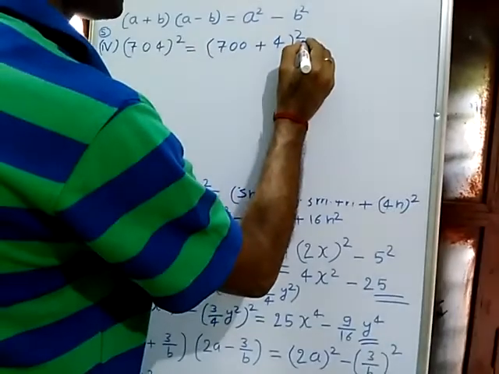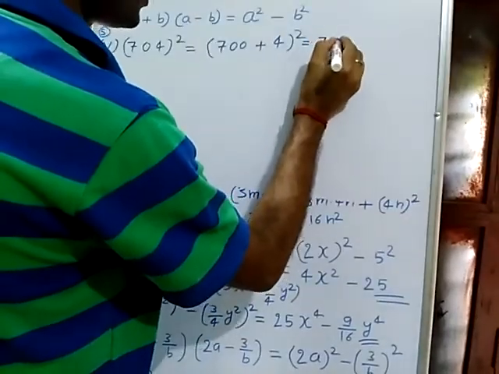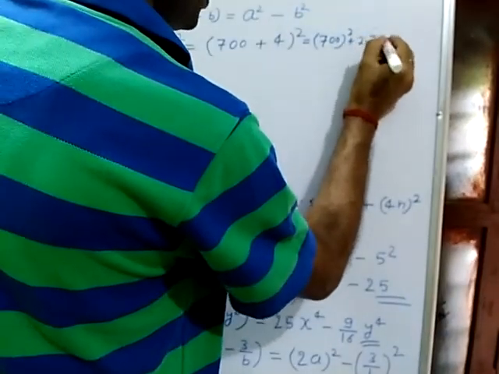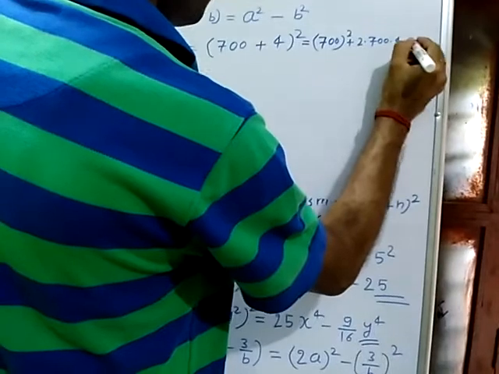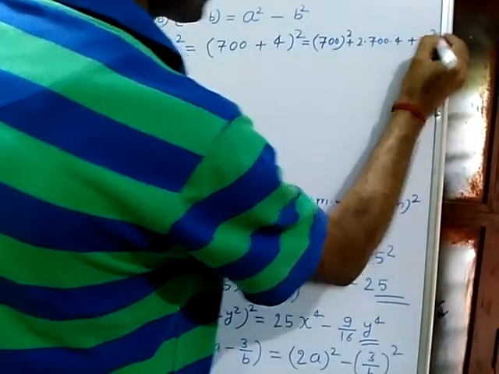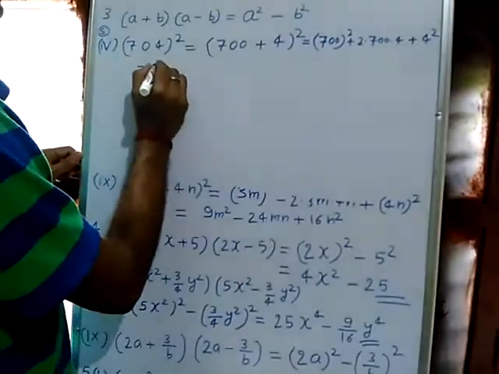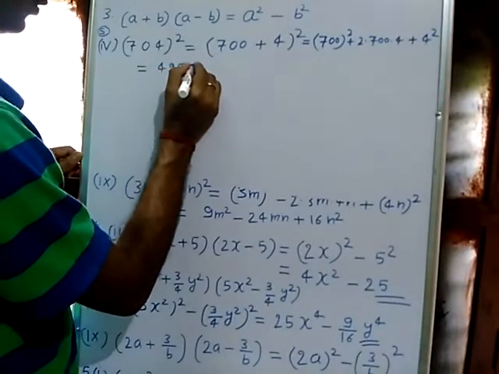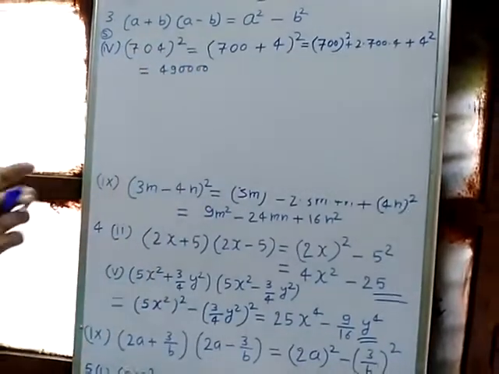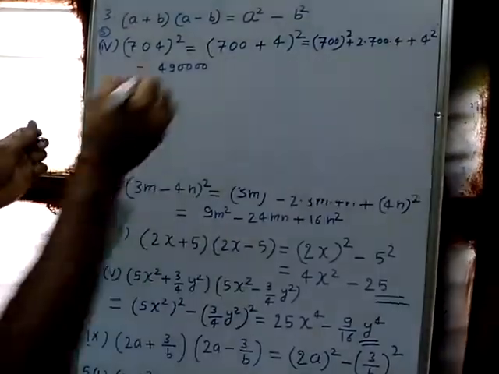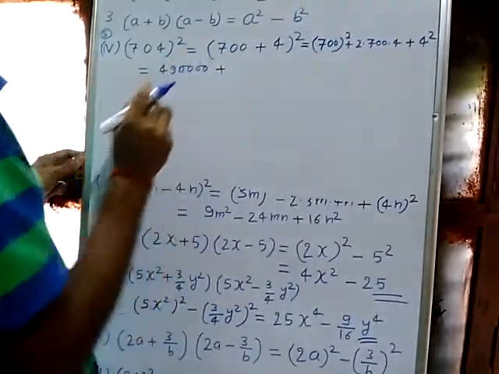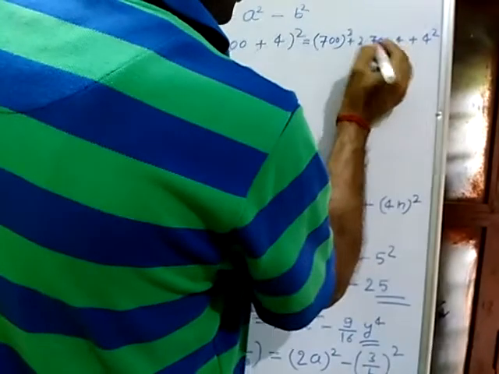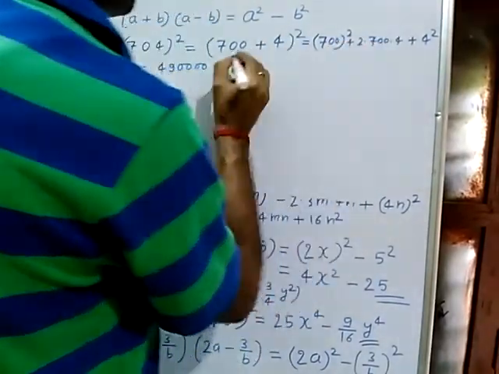It can be written as 700 square plus twice into 700 into 4 plus 4 square. Now 700 square: 7 sevens are 49, and how many zeros? 4 zeros. Squaring doubles the zeros, so 49 followed by 4 zeros is 4,90,000. Then 2 into 700 into 4: 4 times 8... 8 into 7 is 56.